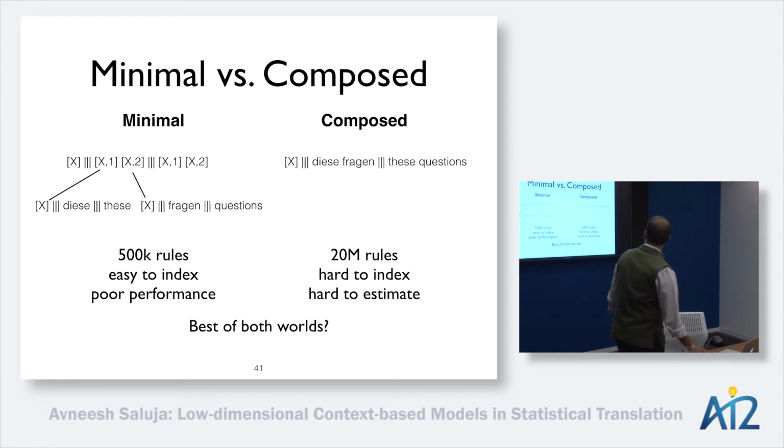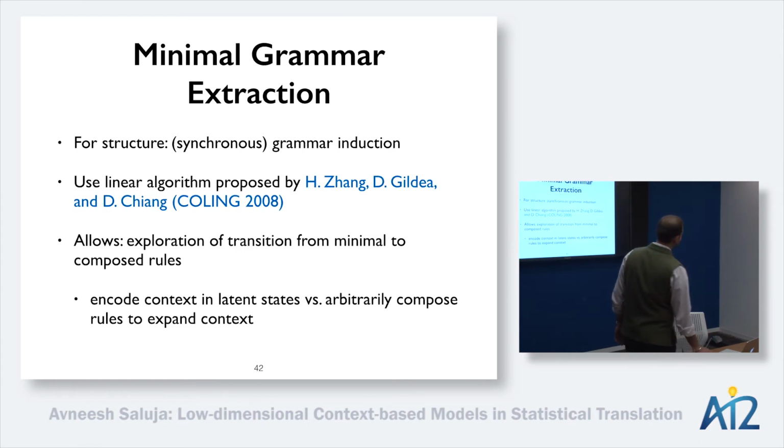All right, so let's go back to this slide here. This is actually the first slide that we saw a bit earlier, and this is what I'd like to address. So we have these minimal versus composed grammars, and hopefully you understand the distinction. We have smaller grammars that don't perform as well but are faster and easier to index, and we have the opposite scenario here. So the question is, how do we get the best of both worlds?